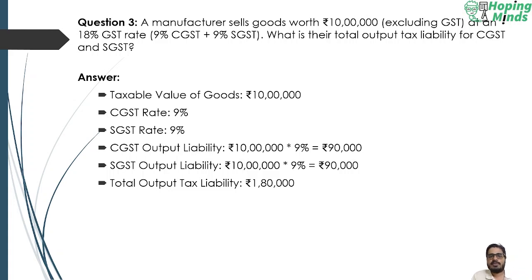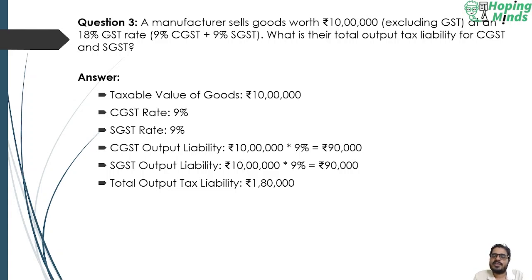So here the taxable value of goods is rupees 10 lakhs. CGST rate is 9%, SGST rate is 9%. So CGST output liability will be rupees 10 lakhs into 9%, which comes to 90,000. SGST output tax liability will be 10 lakhs into 9%, that is 90,000, and the final output tax liability will be rupees 1,80,000.